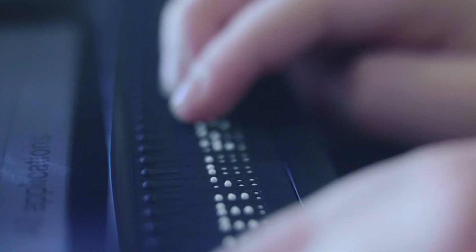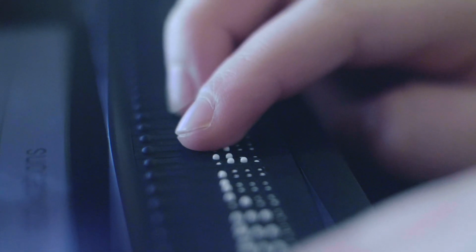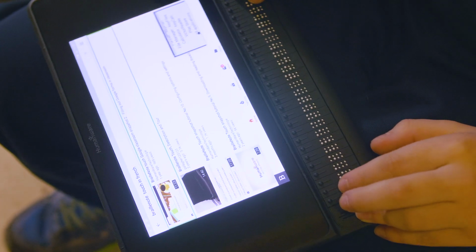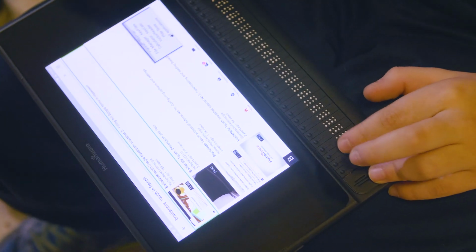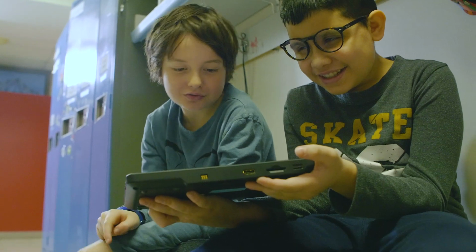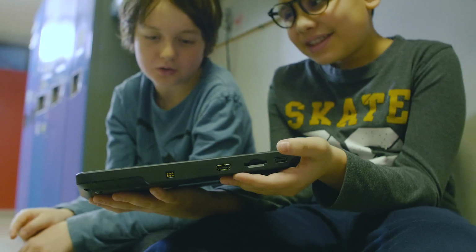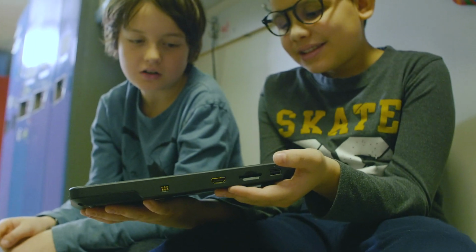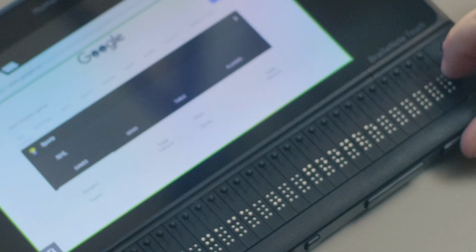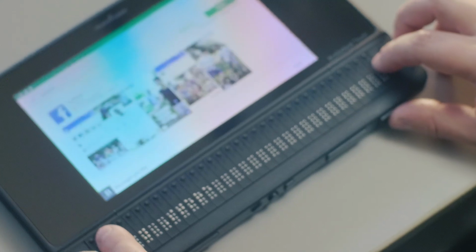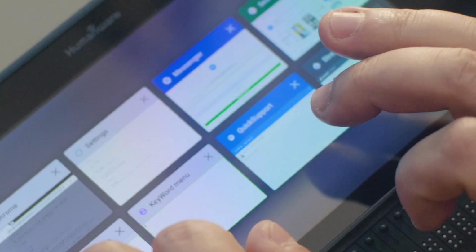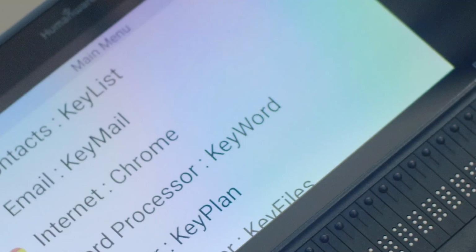BrailleNote Touch Plus is an intuitive, connected tool offering the best way to interact and share activities like enjoying YouTube videos with family and friends. At each stage of the student's life, BrailleNote Touch Plus will always be by their side. Searching the web, using social media, chatting with friends, printing documents.